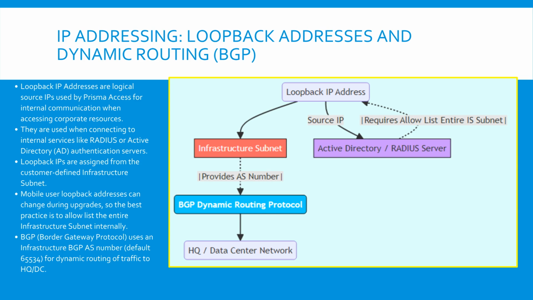Finally, the infrastructure subnet helps configure the Border Gateway Protocol, or BGP, for dynamic routing. BGP automatically handles route advertisement and management, ensuring that traffic successfully reaches the correct headquarters or data center network across the global backbone. This comprehensive architecture ensures both secure connectivity and intelligent, scalable routing across the cloud.